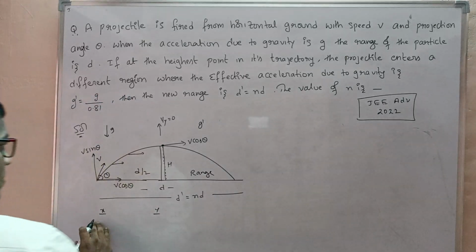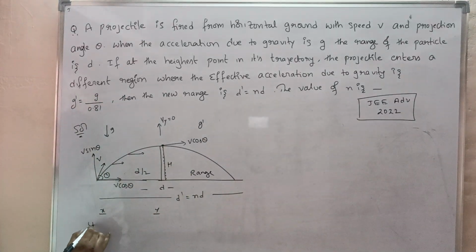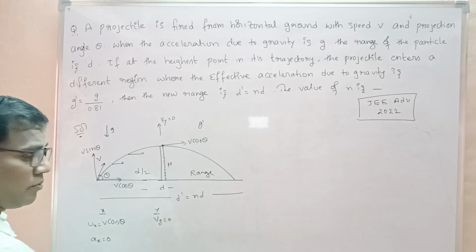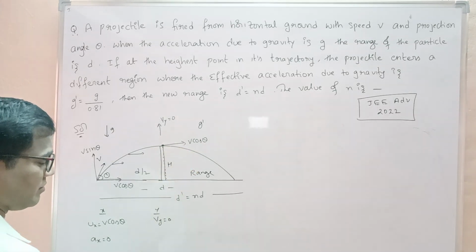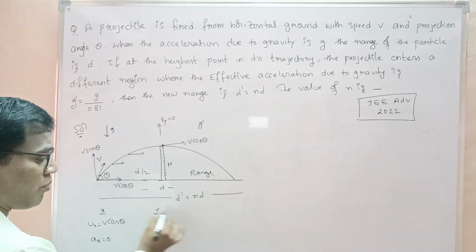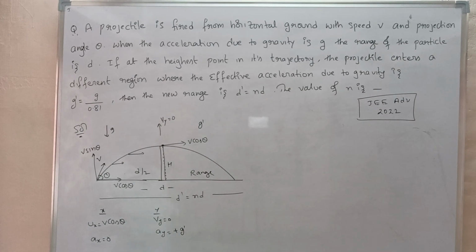So at this point we can write ux is equal to v cos theta, ax will be 0. Here uy is equal to 0, because the body is projected along the x-axis, that's why the y component velocity is 0. So ay is equal to plus g dash.